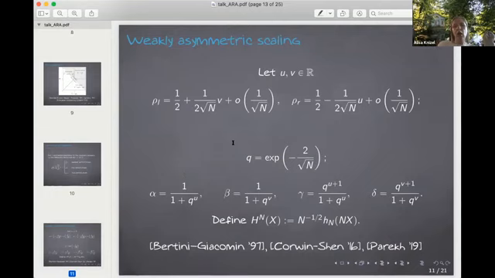Then, in terms of the original parameters of the model, alpha, beta, gamma, and delta, it has the following form. So this scaling, if we take q to be the exponent of -2 square root of n, and write alpha, beta, gamma, and delta in the form of the following ratios. So this is the interpretation in terms of the original parameters.